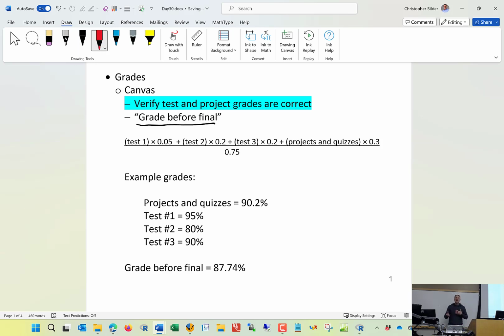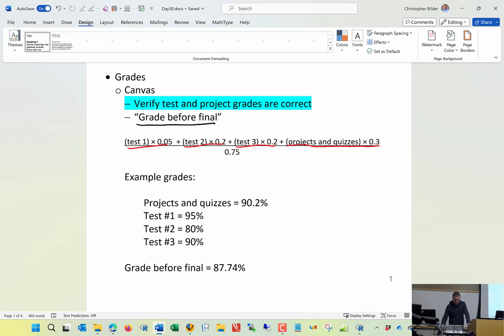And there's a field on Canvas called grade before final. And the way that I find that is I take what's in the syllabus, where your test 1 grade is worth 5% of your grade, test 2 is 20%, test 3 is 20%, and then your overall projects and quizzes part of your grade is 30%. Where that projects and quizzes part of your grade is number of points earned over the number of points possible. In total, that represents that we've had 75% of the grades so far in our course recorded. And so if I take this divided by 0.75, I get then your current grade.